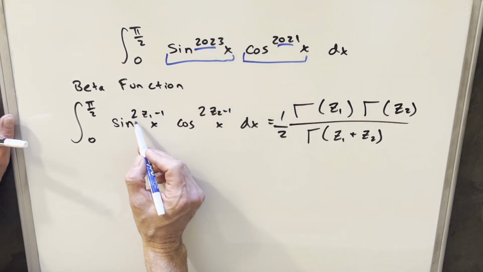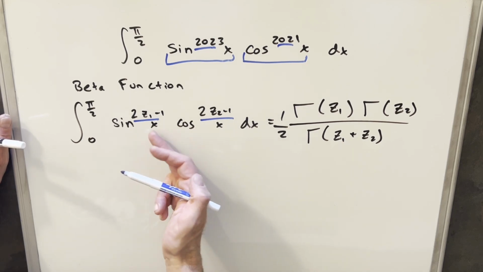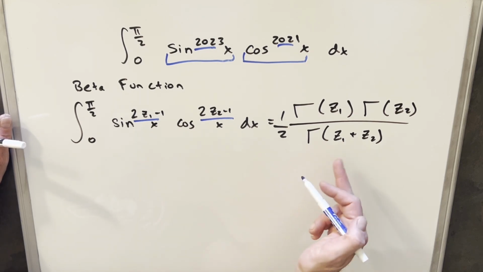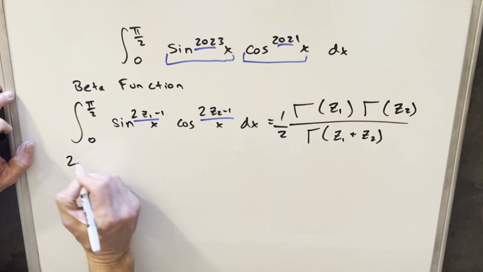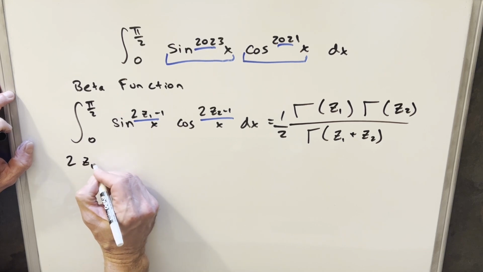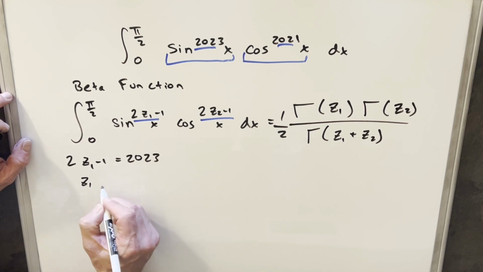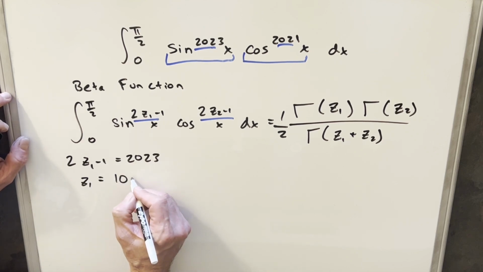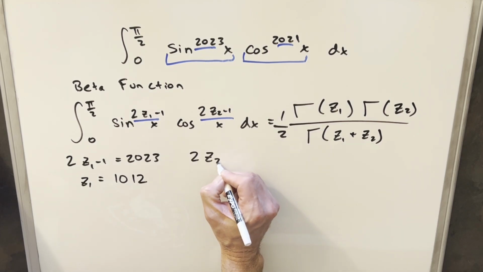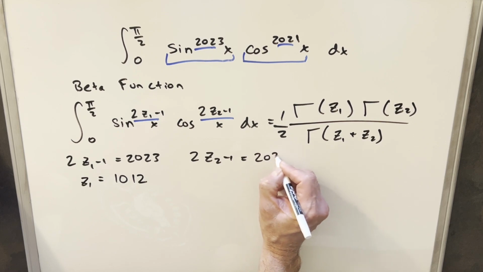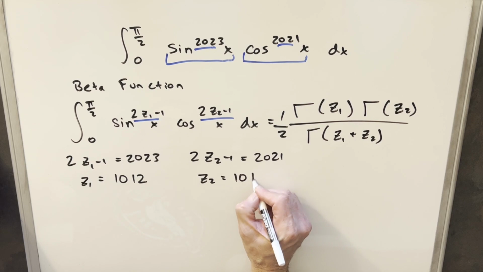We have 2023, and that's going to be the same thing as our exponent here. And 2021 needs to be the same as this exponent here. Once we have our z1 and z2 values, we can go right to calculating this answer in terms of the gamma function. Starting with our 2023, we say 2 z1 minus 1 is equal to 2023, and solving for z1, we find that it's 1012. Doing the exact same thing on our cosine, 2 z2 minus 1 is going to be 2021, so z2 is going to be 1011.